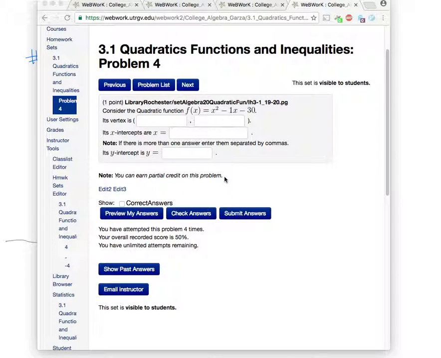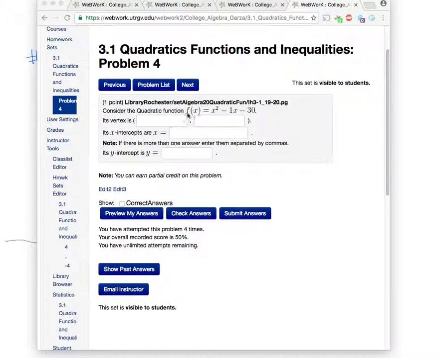Someone asked me how to do homework problem number 4 from section 3.1. Here we have a quadratic function and we want to find the vertex, the x-intercepts, and the y-intercept. We went over how to find the vertex in class, but we didn't really talk about the x-intercepts and the y-intercepts, so I'm going to go over that right now.